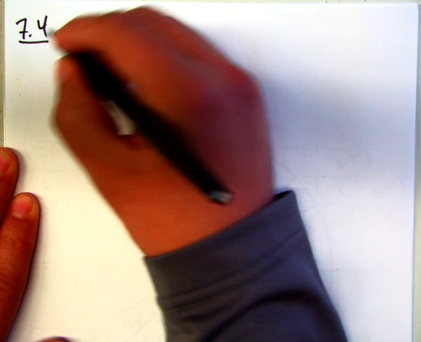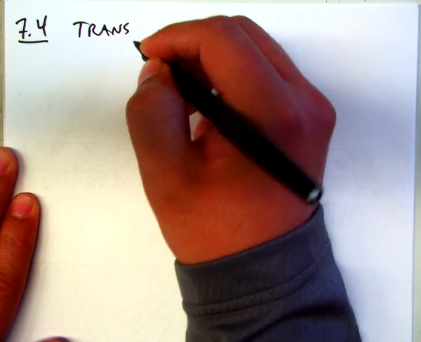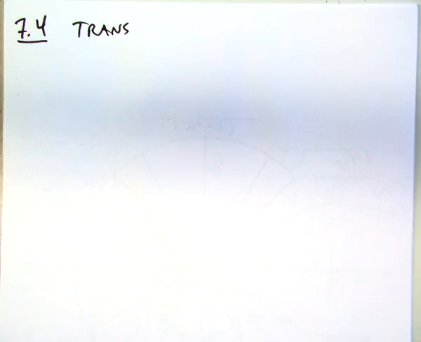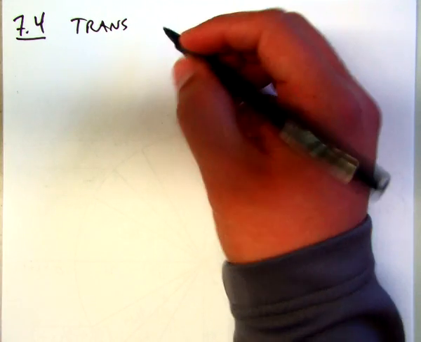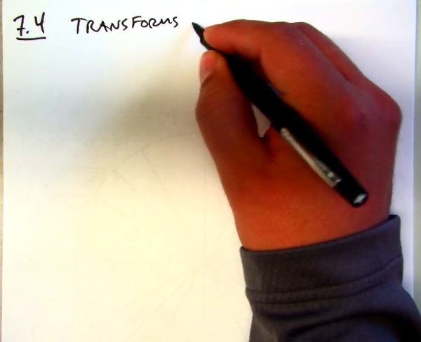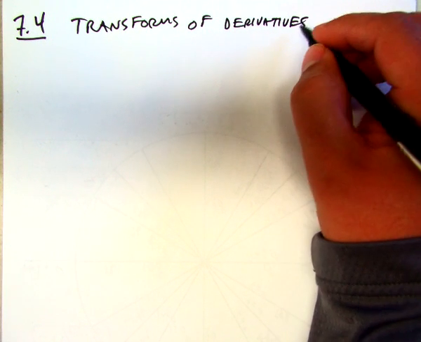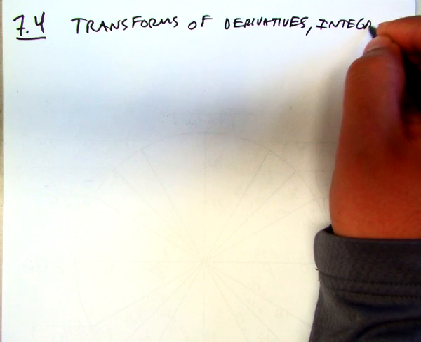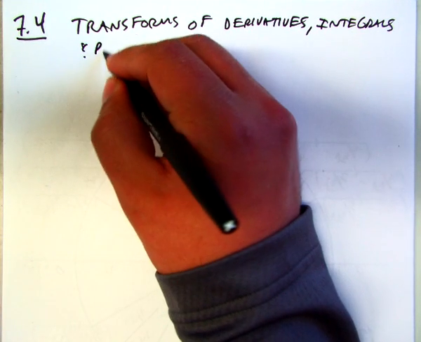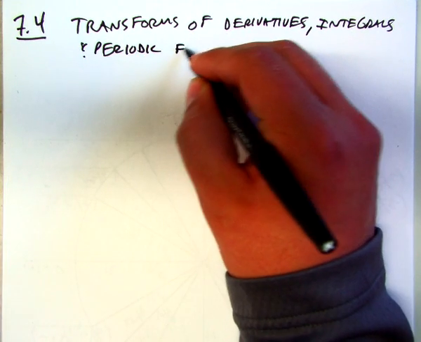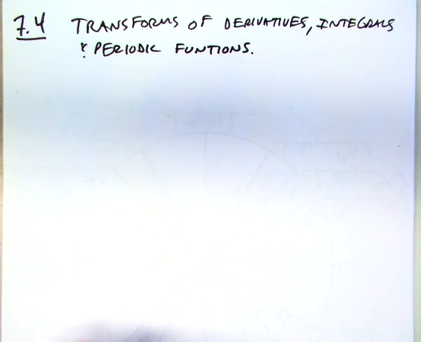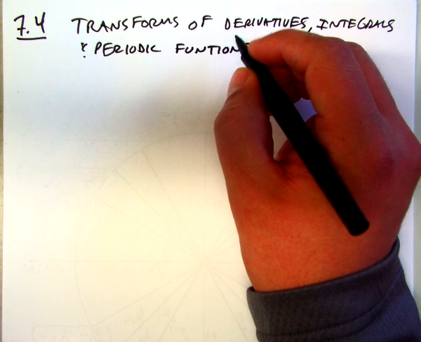Okay, so 7.4 is the last section before we actually start solving differential equations. So this is the last piece we need. It's transforms of derivatives, integrals, and periodic functions. And I forgot a C. Not funtions, but functions. Sorry.